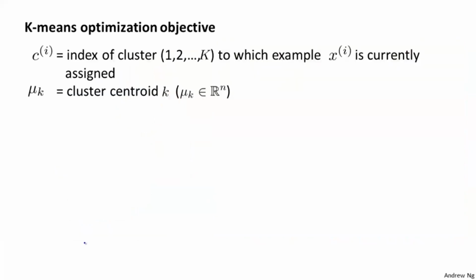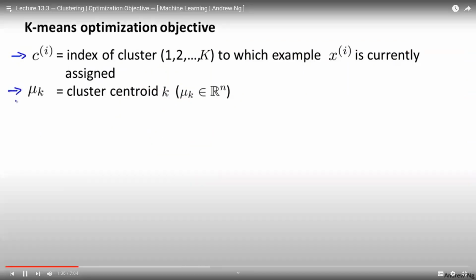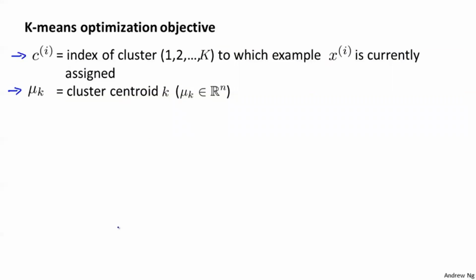Just as a quick reminder, while k-means is running, we're going to be keeping track of 2 sets of variables. First is these ci's, and that keeps track of the index, or the number of the cluster to which an example xi is currently assigned. And then the other set of variables we use is mu subscript k, which is the location of cluster centroid k. And again, for k-means, we use capital K to denote the total number of clusters, and here lowercase k is going to be an index into the cluster centroids, and so lowercase k is going to be a number between 1 and capital K.